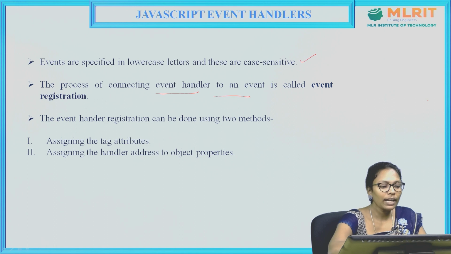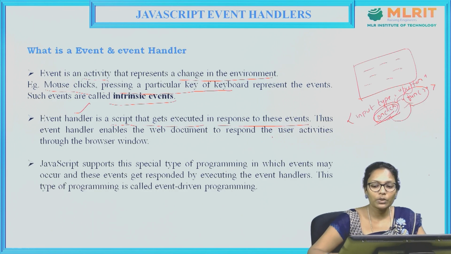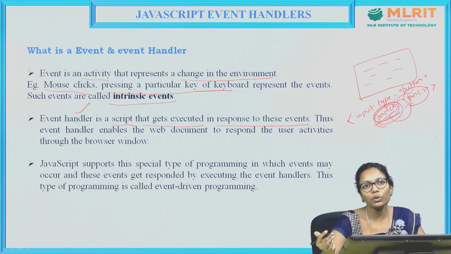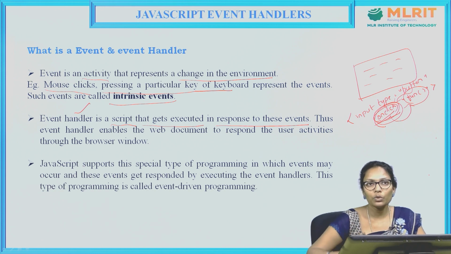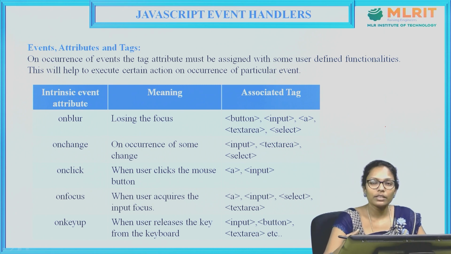The event handler registration can be done in 2 methods. One is assigning the tag attributes. Another is assigning the handler address to the object properties. By using these attributes, like onclick and onload, you are going to do this registration. Here we have some predefined events, and we will discuss the different events.